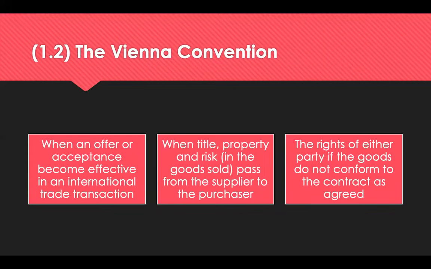So, for example, it clarifies when the offer and acceptance becomes effective in an international trade transaction, when title, property and risk pass from a buyer to a supplier, certainly in the case of goods, and the rights to either party if the goods don't conform to the contract as agreed.